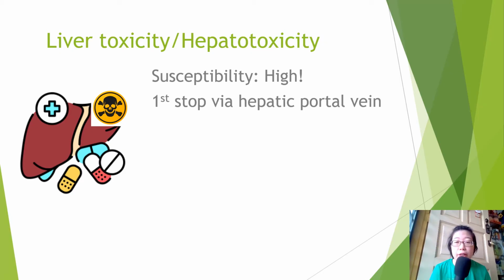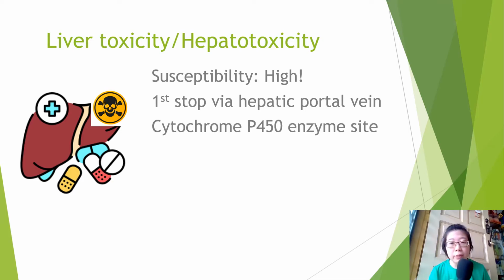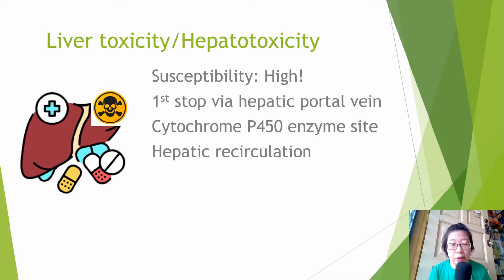It's the first stop via the hepatic portal vein if you're talking about normal ingestion through the GI tract. Also, it's the site of the concentration of lots of different subtypes of cytochrome P450. So you can imagine, biologically, there are probably a lot of more reactive or more toxic intermediates of a substance which can be found in the liver, which have the potential to cause damage. Another part is hepatic recirculation, which refers to the enterohepatic recirculation.